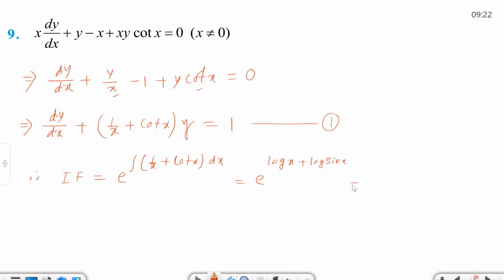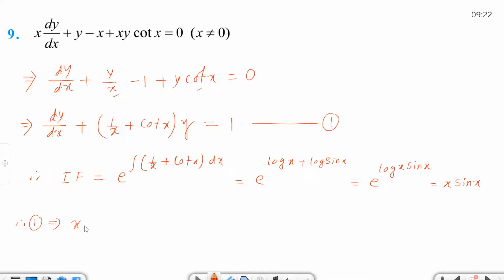So this is equal to e to the power log, which can be combined: log of x into sin x, and log of e to the power log simply gives x sin x. This is your integrating factor. Multiply equation number 1 by x sin x.